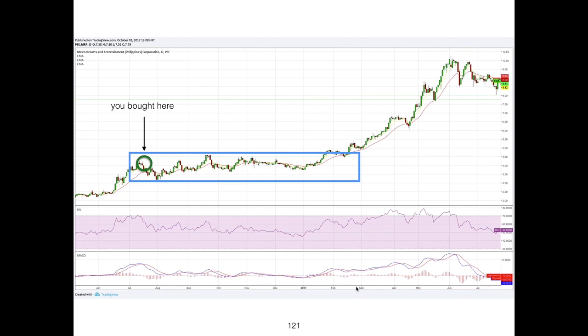The moving averages gave 3 bullish signals. Right here, you see that the green went above the yellow and the red. Here's the first bullish signal, and then the second, and then the third. So 3 times it gave you buy signals.